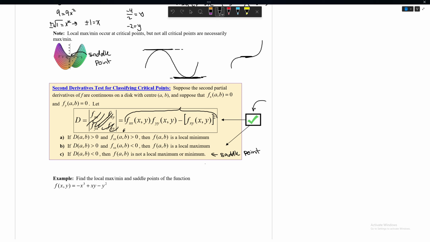Okay? If D equals 0, so you see none of this equals 0. If D equals 0, then your local max or min is inconclusive.